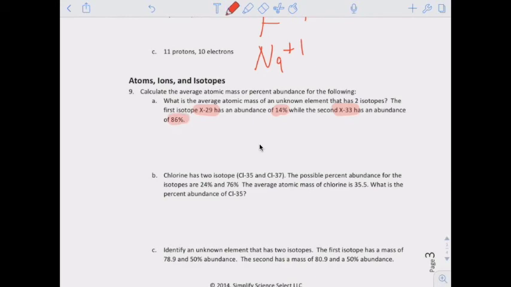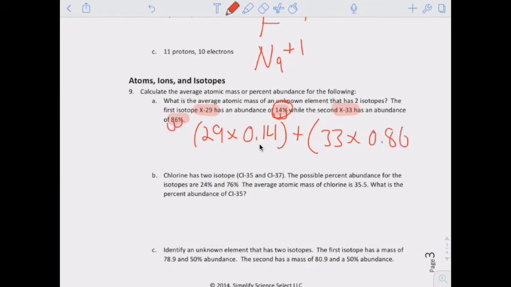So all we do here is we take the mass, which is 29, and multiply it by the percent. Now the trick with the percent, make sure you put it in decimal form. So we move the decimal 2 places, so it's 0.14, and we add that to 33 times, moving the decimal 2 places, 0.86. And we go ahead and multiply those out, and we should get a mass around 32.44, and that would be our average atomic mass.